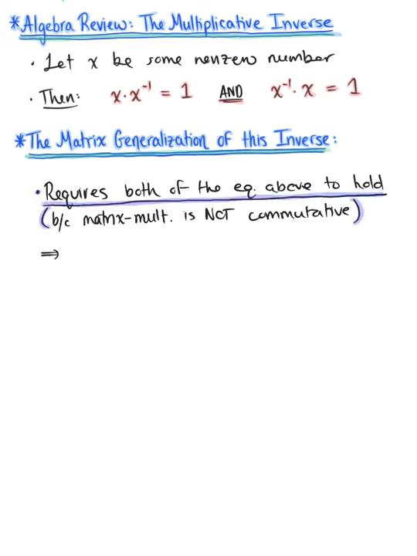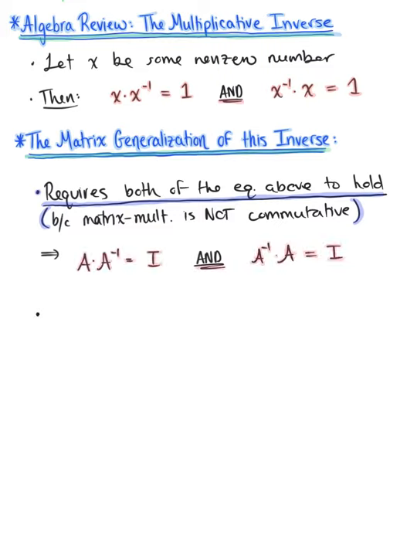So in other words, if we have some matrix A, we need matrix A multiplied by the inverse of matrix A to be equal to the identity matrix. And we also need that the inverse of matrix A multiplied by matrix A is also equal to the identity matrix. This is that special case for matrix multiplication.